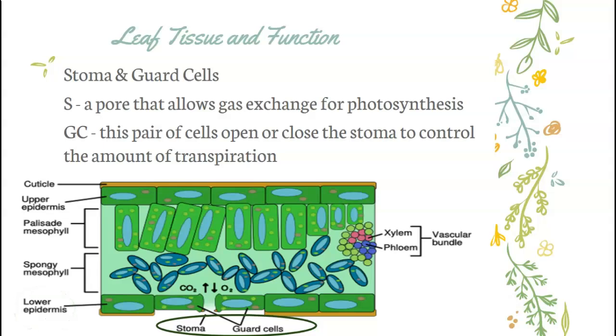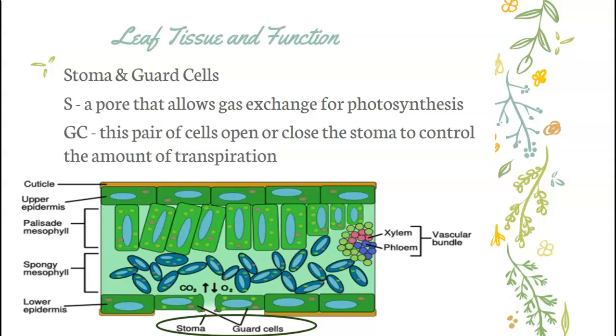And the last bit of a leaf are the openings that would be found in leaves. So stoma or stomata, these are the actual openings in between the cells that allow for gas exchange to happen. So when a stoma is open, CO2 can come in and O2 can go out. Stoma are only allowed to open when guard cells decide that they're going to be open, right?